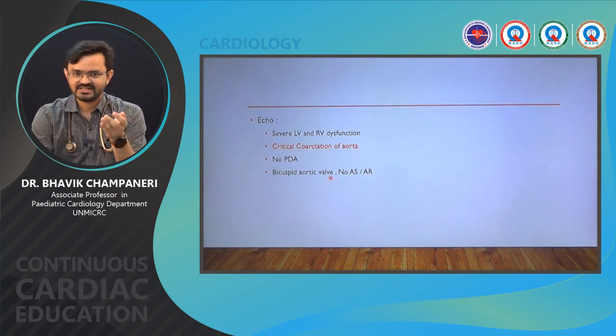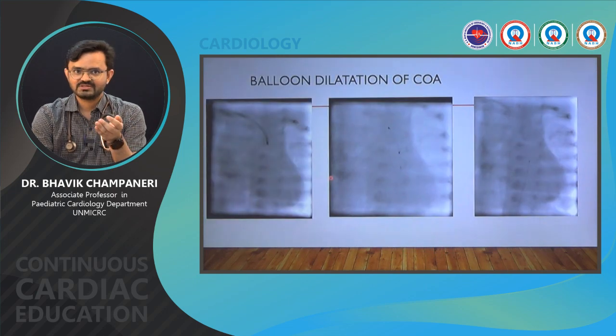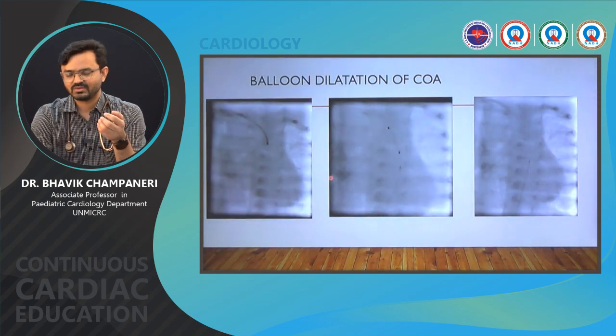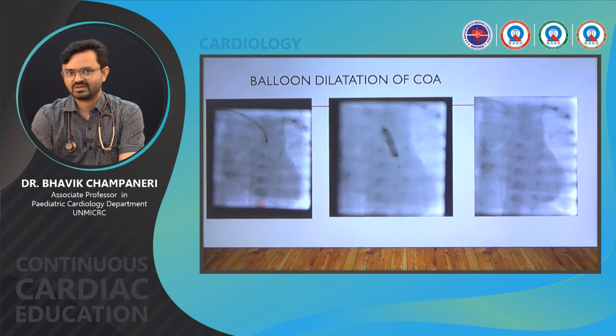He has come in a vegetative state. His RFTs are deranged, his LFT is deranged. So this patient was taken for balloon dilatation of coarctation of aorta. Since it was critical coarctation, femoral arterial access was not successful and the patient underwent the procedure through right axillary access.